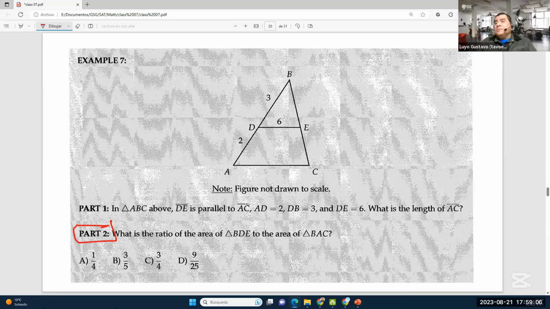this question here? What's the ratio of the area of the triangle BDE, that is a small triangle, to the area of the triangle BAC? Now, you perhaps would try to find a way to calculate the areas and then calculate the quotient, but that would be too long. So be careful not to fall for that trap.